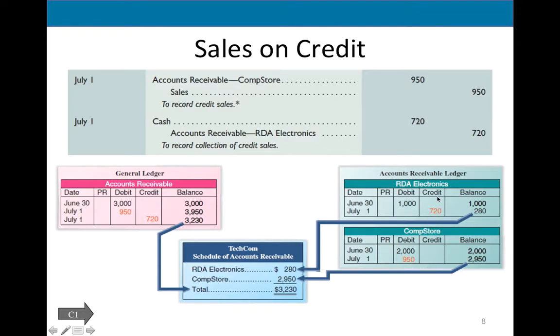So here we assume we have only two customers, RD Electronics. So you can see that they owed us 1,000, then they paid 720, so their balance is 280, and Comp Store, their balance was 2,000 and they made another purchase, so their final balance is 2,950, and then we prepare the schedule of AR. Again, you will not have to do it, but so that you're aware, the schedule of accounts receivable, or if you're using QuickBooks, it prepares it for you. It just lists all your credit customers, the amount they owe to you at the end of the month, and when you add them up, you compare this total against the control account, and they have to be the same.